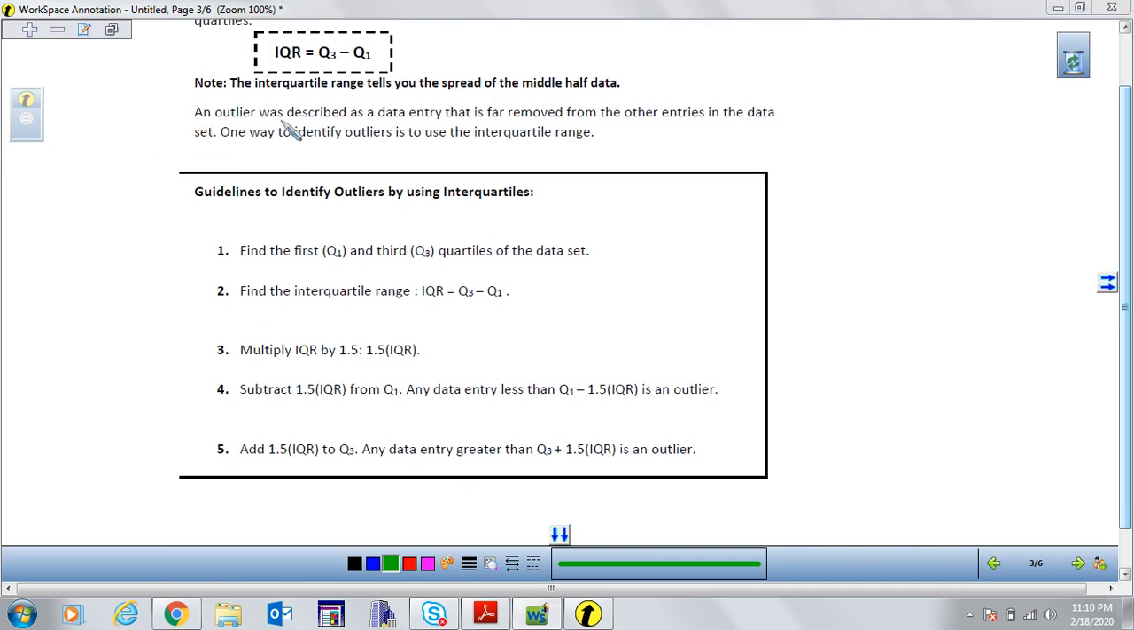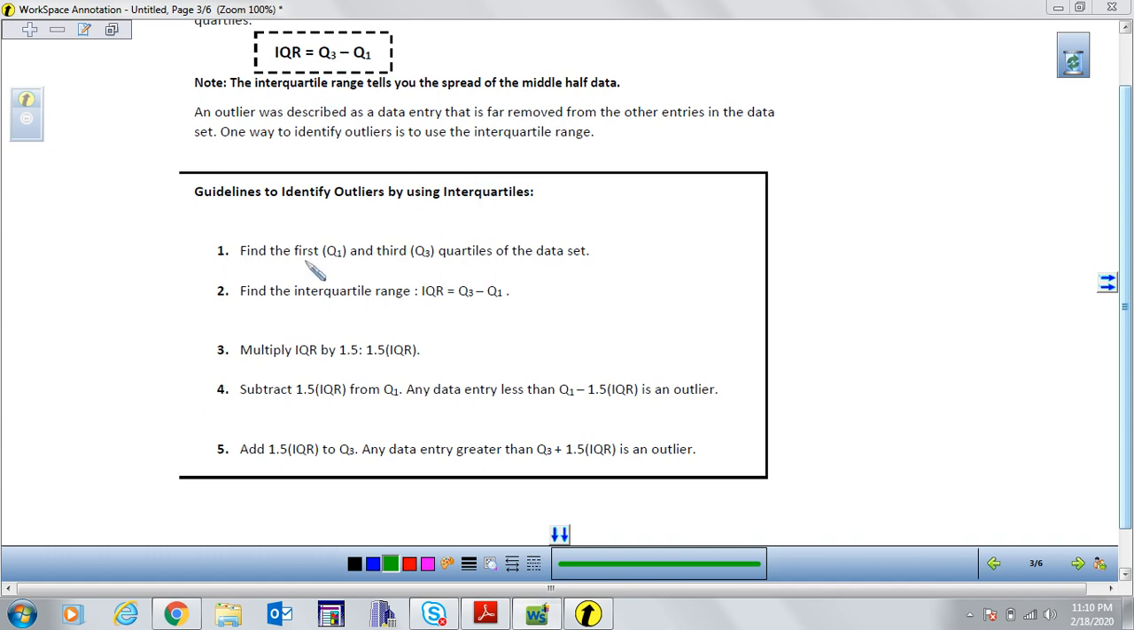Guidelines, and then it says here, an outlier was described before in previous sections as a data entry that is far removed from the other entries in the data set. One way to identify outliers is to use the interquartile range. We have said before that an outlier is a value that is so far away from where the majority of the values are. So here are specific steps for you to find exactly which values in your data set may be outliers. So here are the guidelines to identify outliers by using interquartiles, by using this formula.